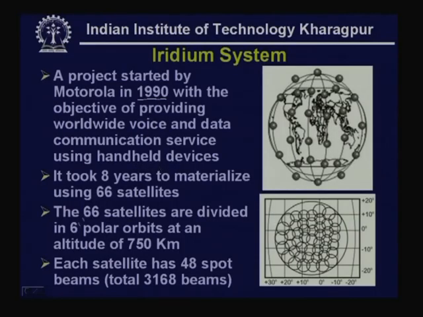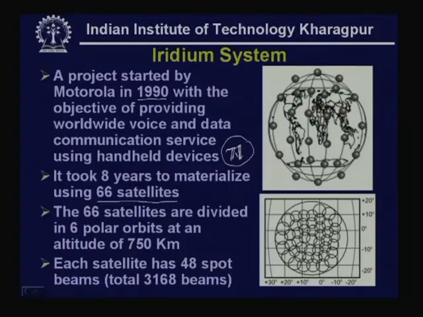And of course, it took quite some time to materialize the project, and after about 8 years it materialized with 66 satellites. Although the project started with 77 satellites initially, and because this initial number was 77, the name Iridium has been taken, because Iridium is the 77th element in our periodic table. So, the name has been taken from this, but unfortunately the number of satellites got changed, but the name has been retained.